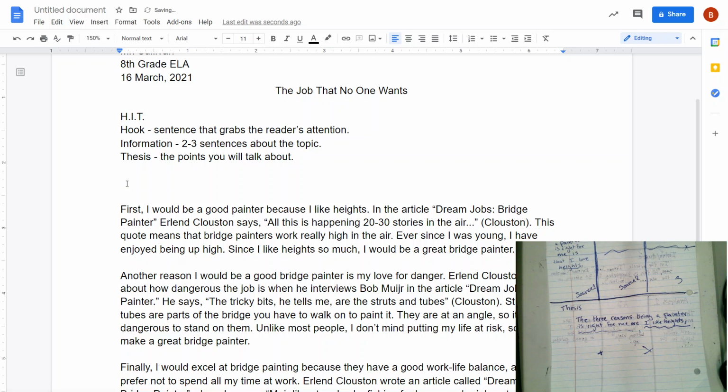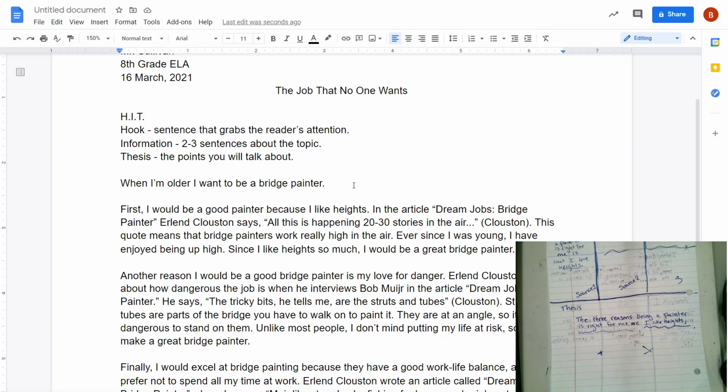I think I like that. I think I like that one best. When I'm older, I want to be a bridge painter. There's my hook. Done. Next, we're going to give some information about the topic.